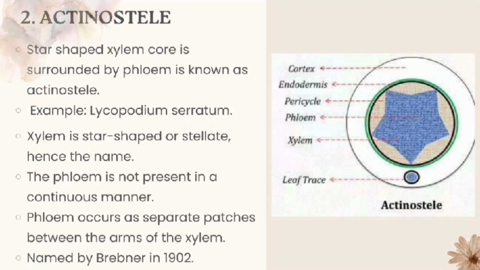Second, actinostele. In this, xylem is star-shaped or stellate. The phloem is surrounded by xylem but not continuously, rather in separate patches. This was named by Brebner in 1902.